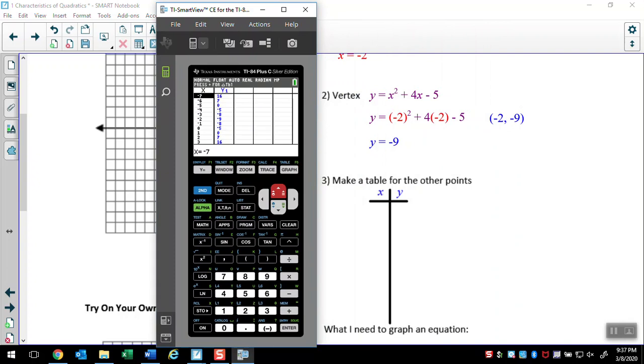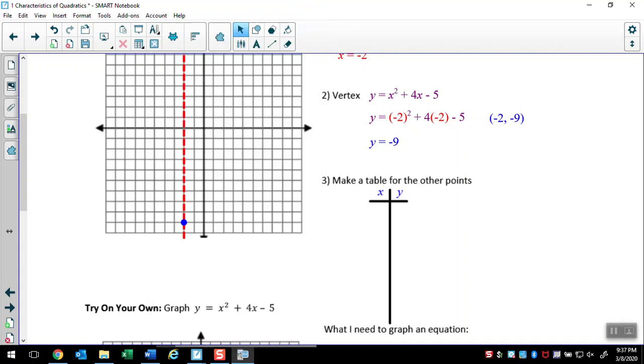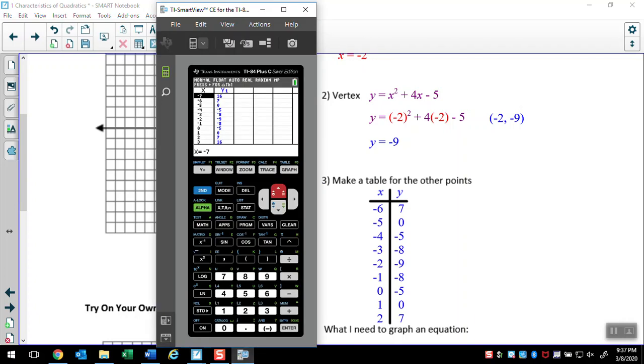All right, so it looks like my window is going to be the negative 6, comma 7, all the way through my 2, comma 7. I'm just going to copy that table essentially into my table on the paper. So there's all those x values, and then there are all those y values. So now this table matches what we had in the calculator. The points are negative 6, 7; negative 5, 0; negative 4, negative 5; negative 3, negative 8; negative 2, negative 9; negative 1, negative 8; 0, negative 5; 1, 0; and 2, comma 7.